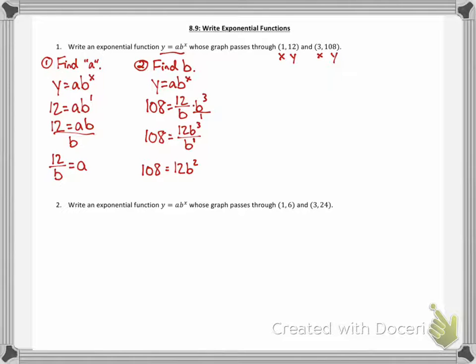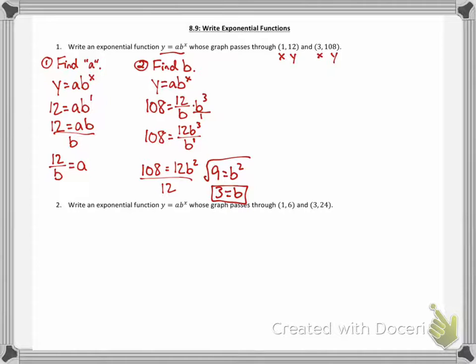Now, all we have to do to get b by itself is divide by 12. So that'll say that 9 equals b squared. We're going to go ahead and square root b. And we get a final answer of 3 equals b.